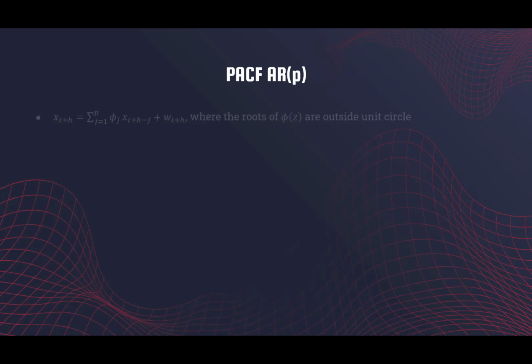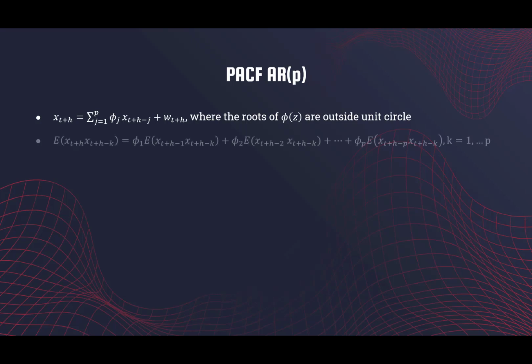So for AR(1), the ACF at lag 2 wasn't 0. However, the PACF at lag 2 is 0. So now we take a look at a more general AR(p) process. This is the AR(p) process, and we're assuming that the roots of this polynomial are outside the unit circle, right? So basically this is causal.